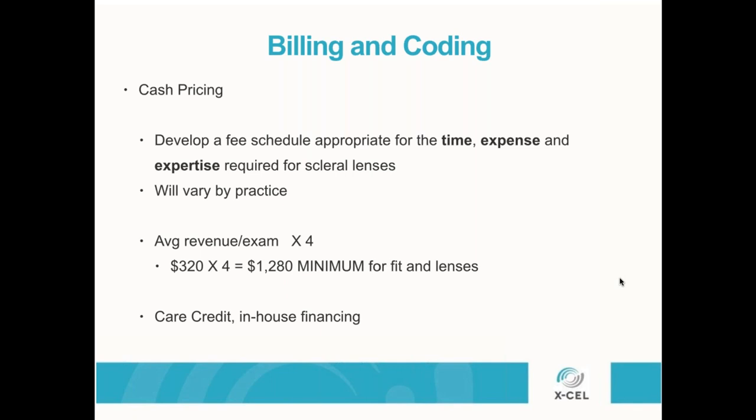So the formula that I like to go by when people ask me how much should I charge for this is we have to look at how much those spots are worth. And if you figure an average of four visits per scleral lens patient, you need to figure out your average revenue per time slot. And the national average, when I looked this up when I did this lecture a year and a half ago, was $320. It was the average revenue per exam. So if you multiply that by four, you're looking at about $1,300. You should be charging these patients to take up those four exam slots.